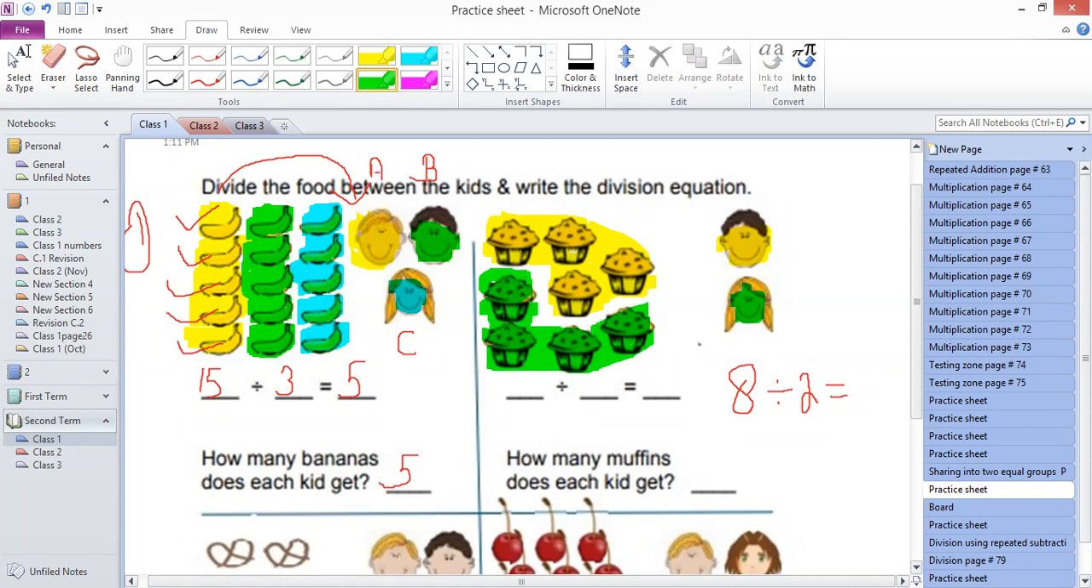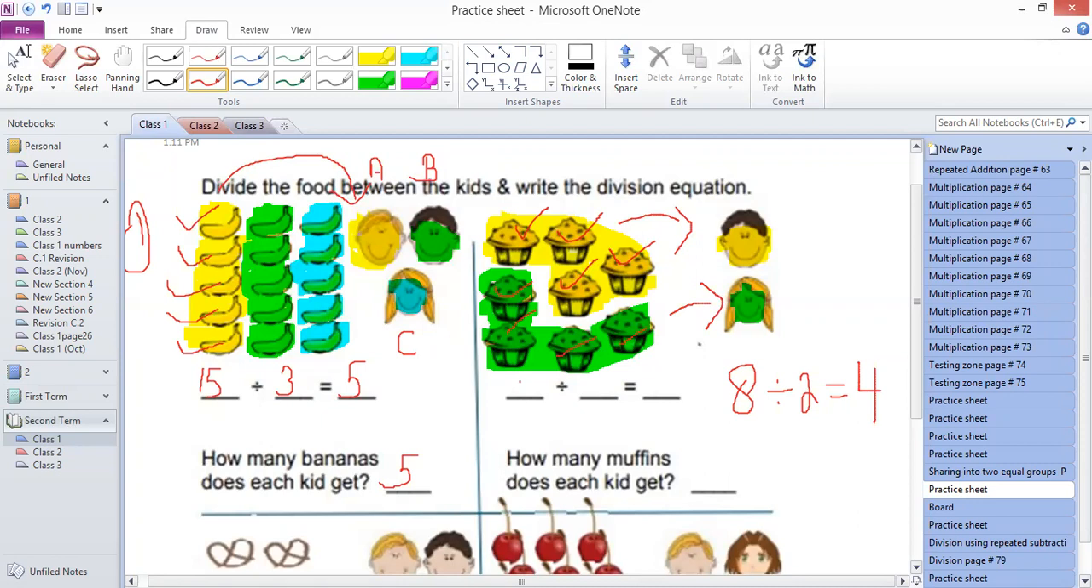So I have distributed the cakes equally into 2 kids. This is for the boy and these cupcakes are for this girl. So I will count now how many cakes this boy has: 1, 2, 3, and 4. And the girl is having 1, 2, 3, and 4. Absolutely right. They both have 4 cakes. So if you divide 8 cakes into 2 kids, each kid will get 4 cakes.